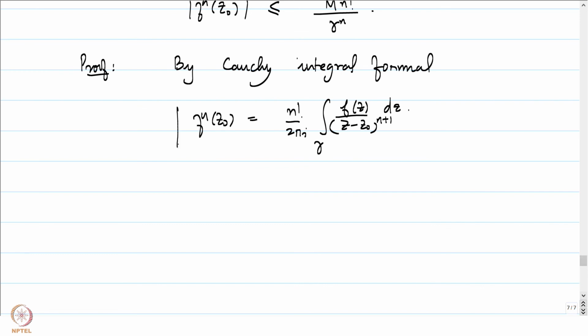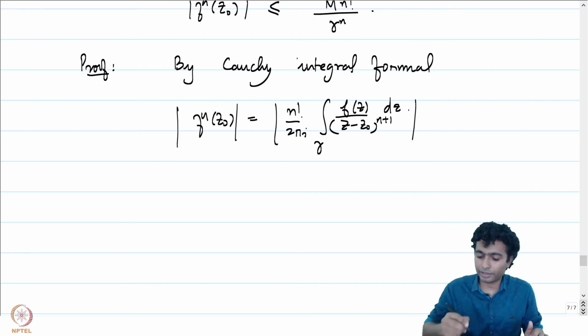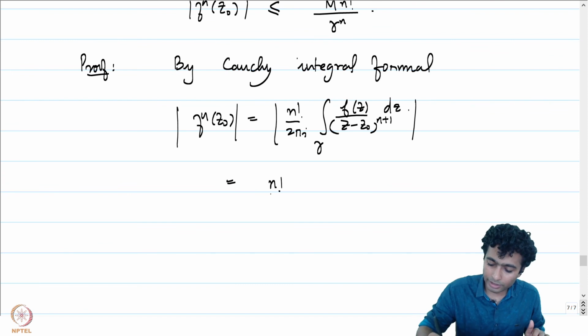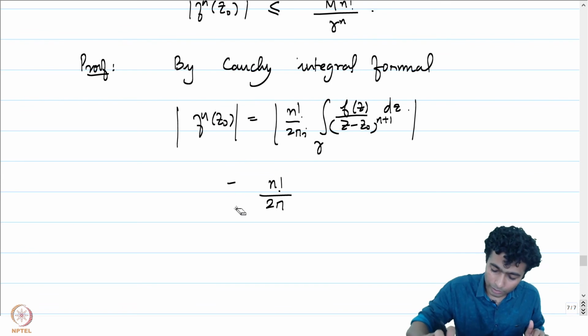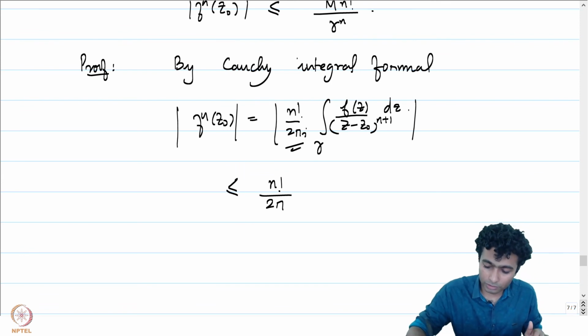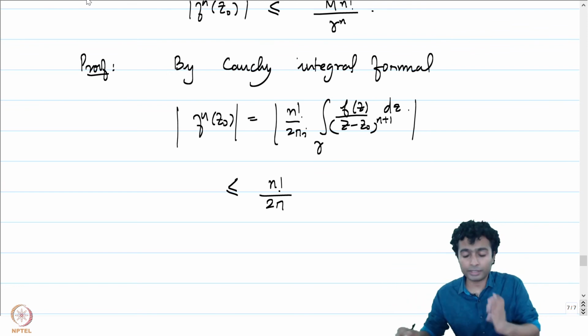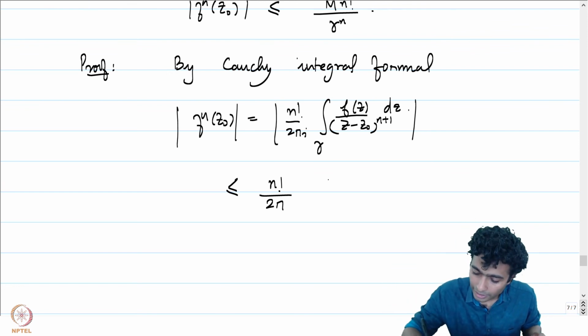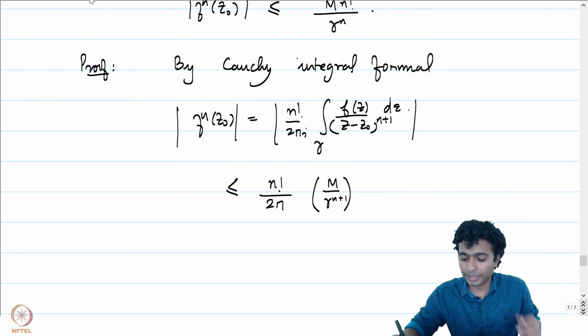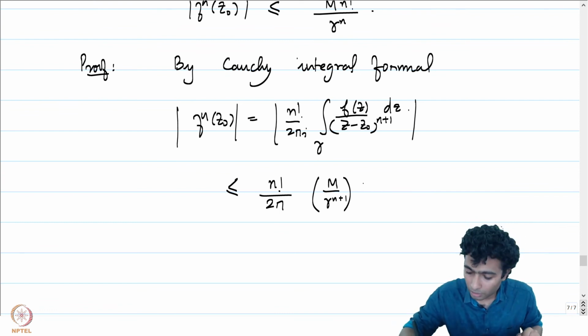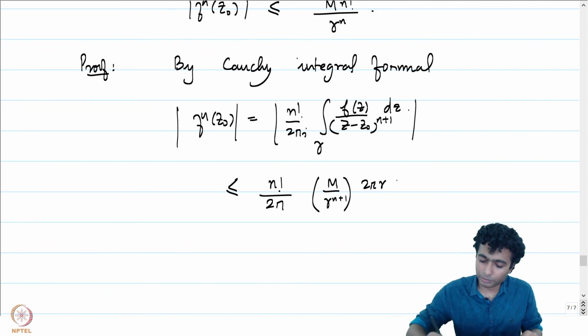And by looking at the absolute value here, this is going to be n factorial by 2 pi times the absolute value of the integral, which is bounded by M by r to the power n plus 1. That's precisely the bound of this quantity, times the arc length of gamma, which is 2 pi r. So by cancellations, we end up with M into n factorial by r to the power n.